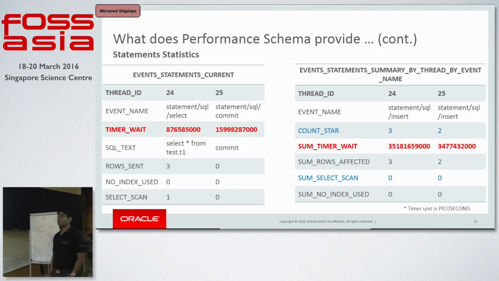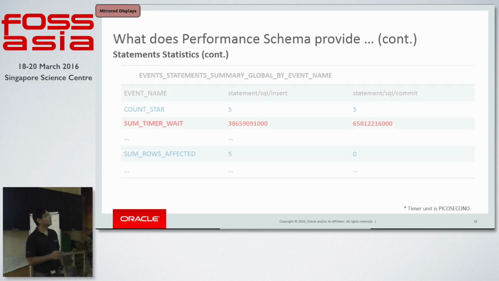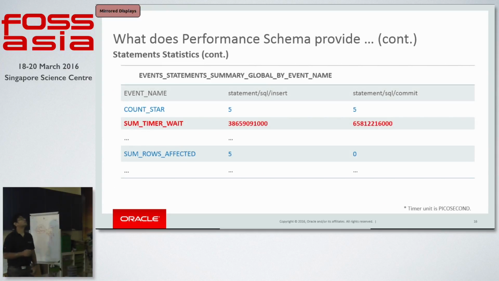Now how about if I want to get the overall statistics of the MySQL server, no matter what thread the statements are coming from? In performance schema, we have a table called events_statements_summary_global_by_event_name.